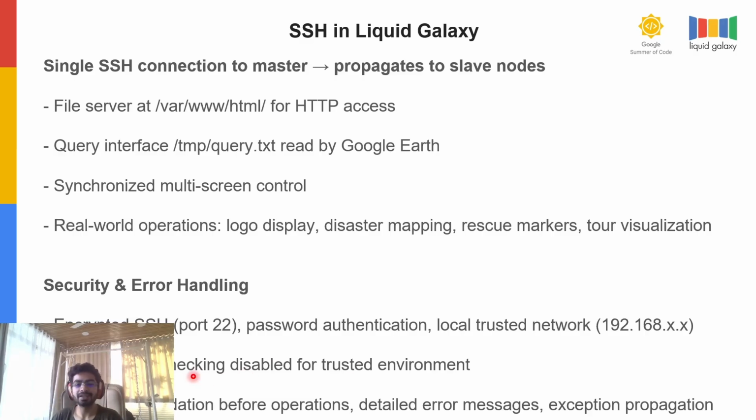Strict host key checking is disabled for trusted environments. This is again an authentication feature that you can use. Then connection validation before operations happen, detailed error messages, exception propagation. These things are features that you can always use. Of course, it's always best to have validation and printing of error messages.